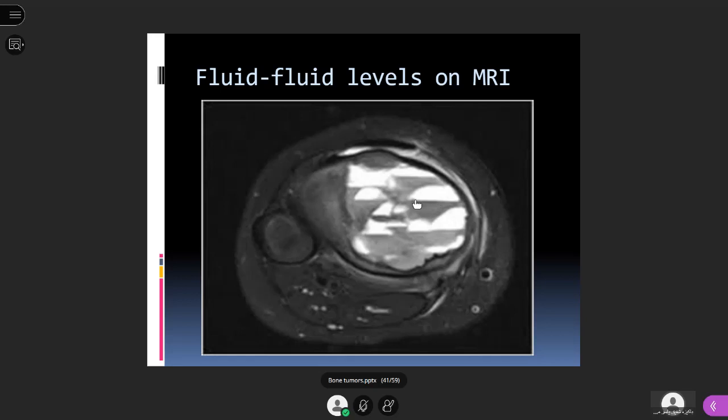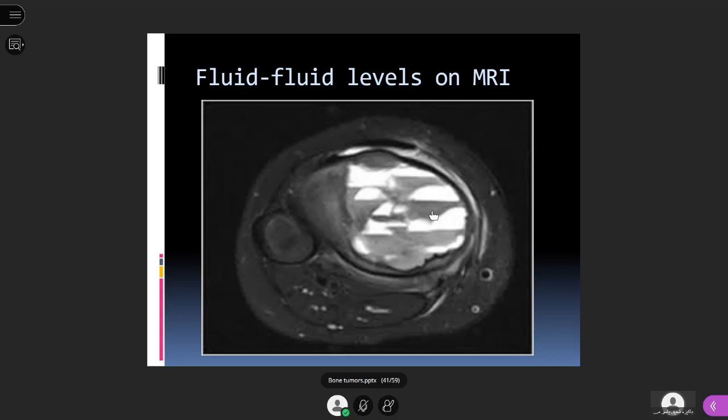Okay, so since these are aneurysms, some of the blood might get clotted in the aneurysm because of stasis, so the appearance will be white and dark. Okay, so they will form a level. So fluid levels are seen on MRI.